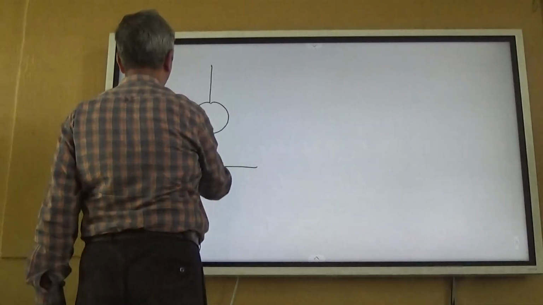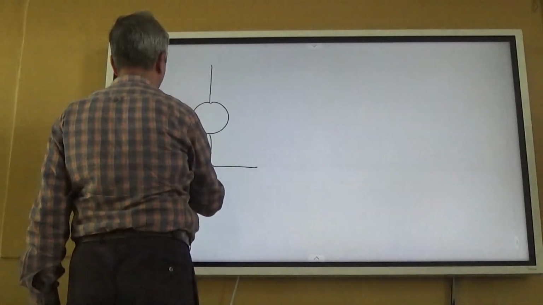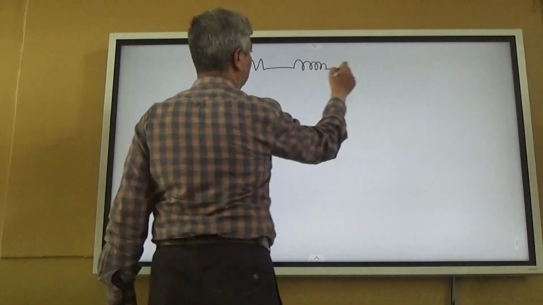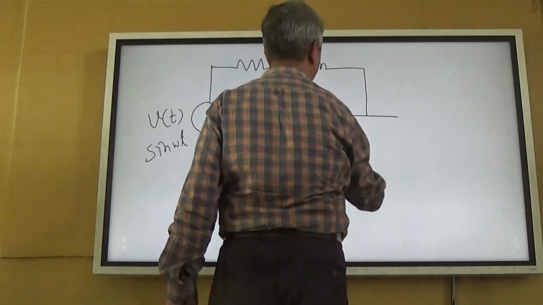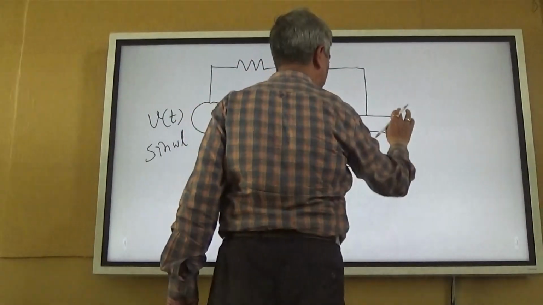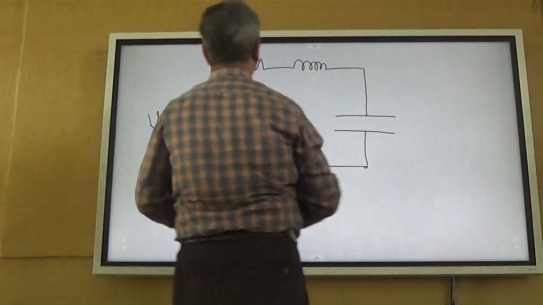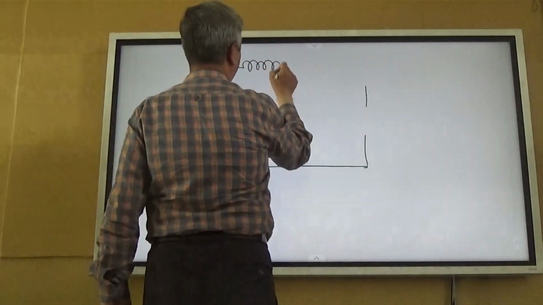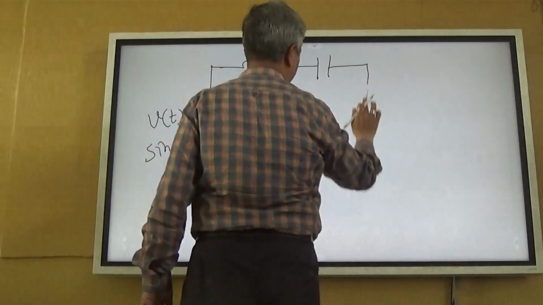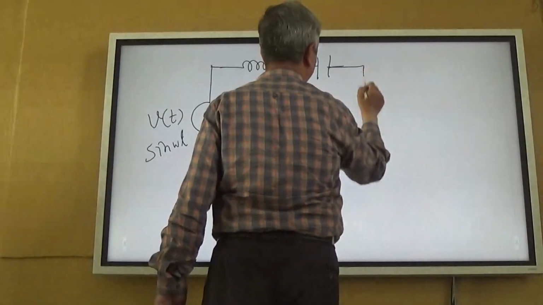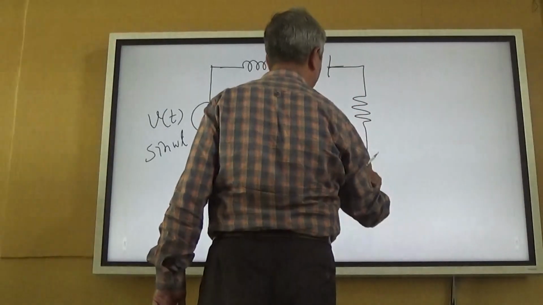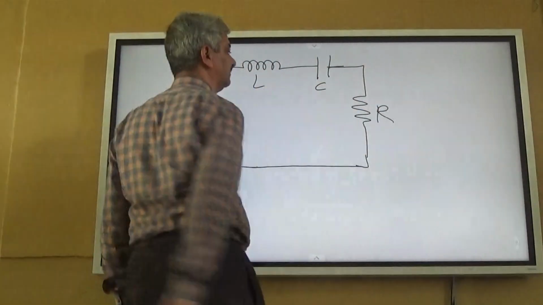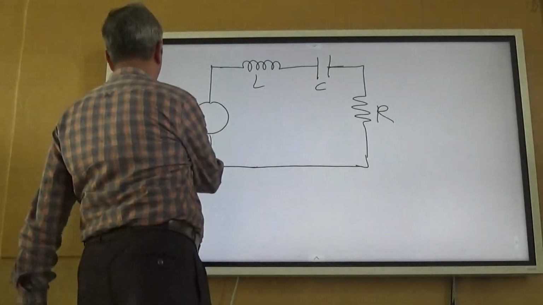I apply vt, which is equal to sine omega t. Then I have got R, I have got L, and I have got C. Or we can draw it like this. Either way you draw it doesn't make much difference. Behavior is same. This is how we can say v in t.